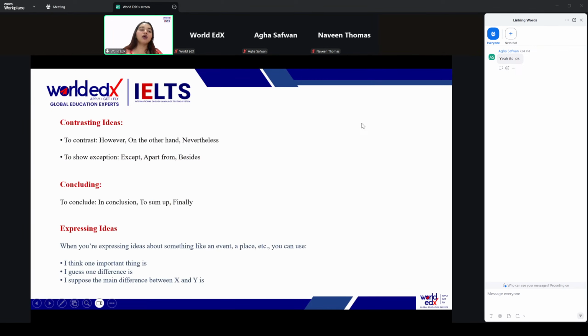If you maintain that, you can use any of the linkers depending upon their context. Now, when you want to point out contrasting ideas, contrast basically means two opposite ideas. Contrast is basically called dichotomy. As a synonym, you can definitely use dichotomy, contrasting ideas.